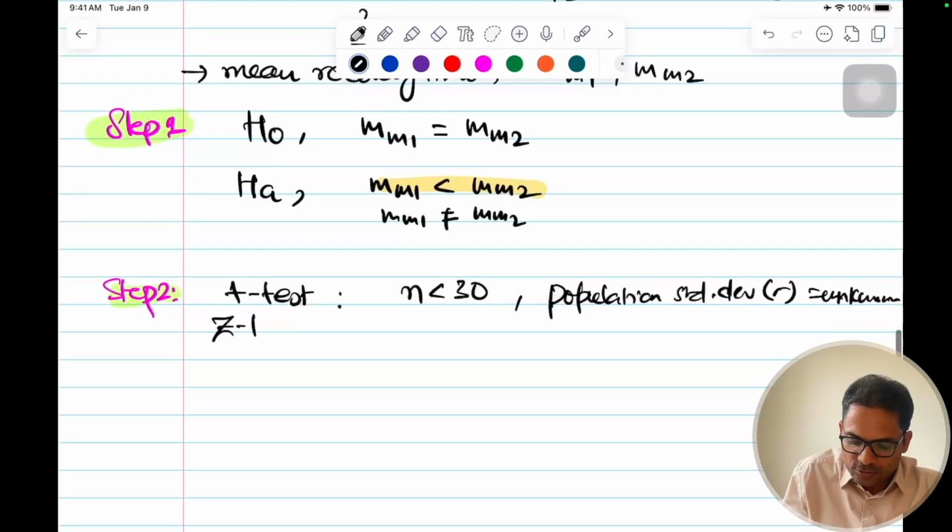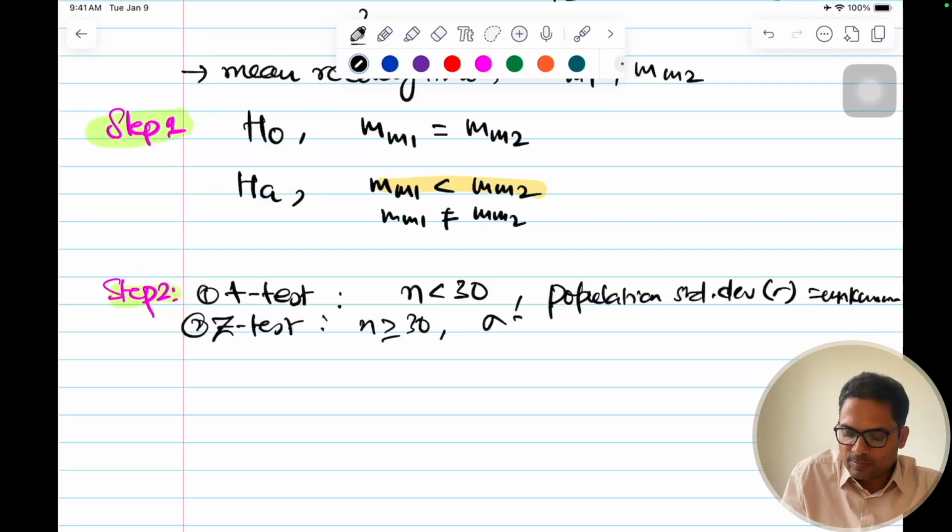Or we can use the z-test. These are the options 1 and 2. For the z-test, n is greater than or equal to 30, meaning the sample is large, and my sigma is known.